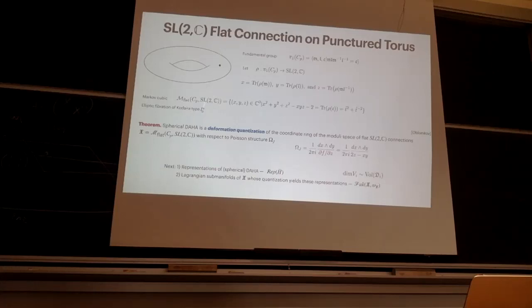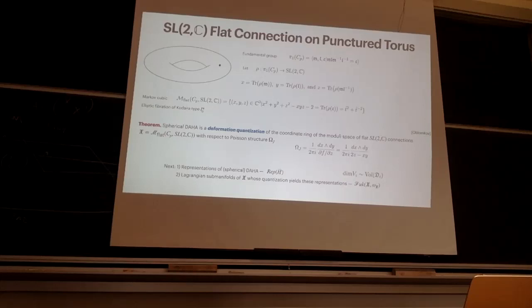But what Oblomkov showed is that the spherical DAHA is this flat one-parameter deformation, or deformation quantization, of the coordinate ring on the moduli space of SL2C flat connections with respect to the following Poisson structure omega, which is this Atiyah-Bott structure. So you have dx wedge dy divided by df over dz, where f is the left-hand side of this equation, right? So it's dx wedge dy over 2z minus xy.